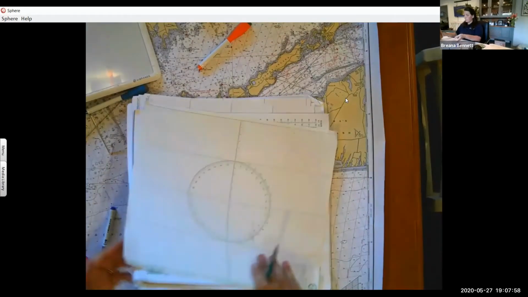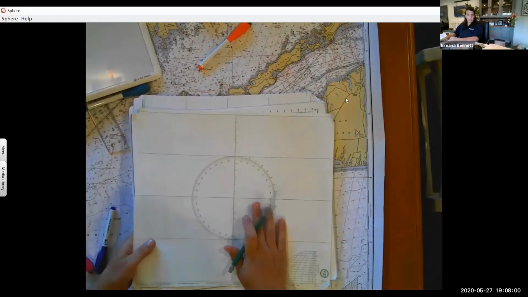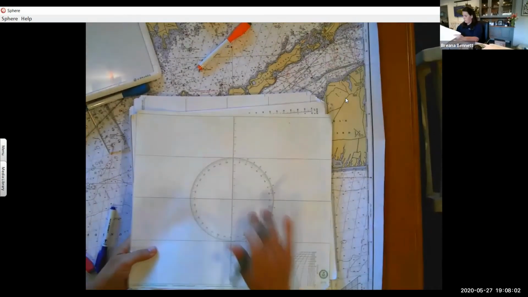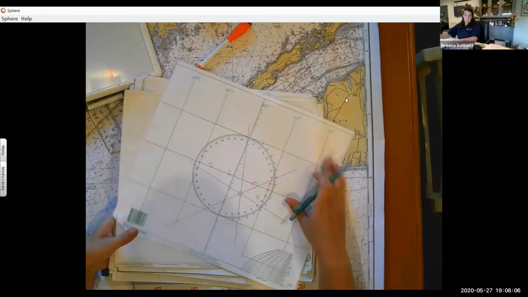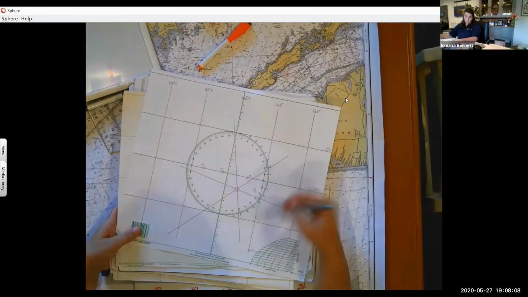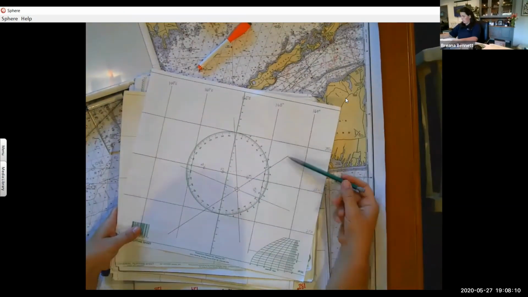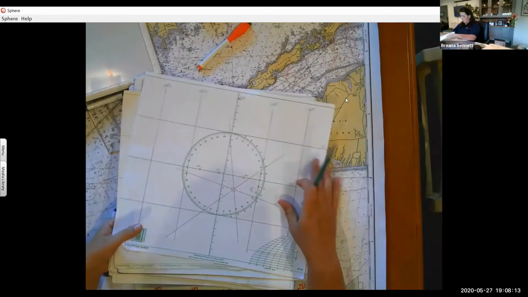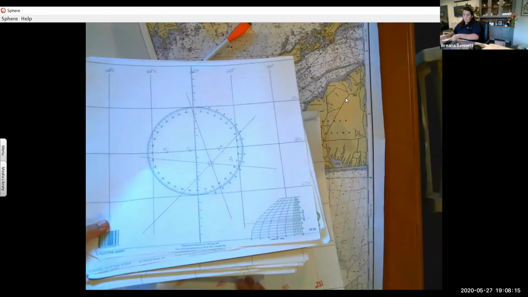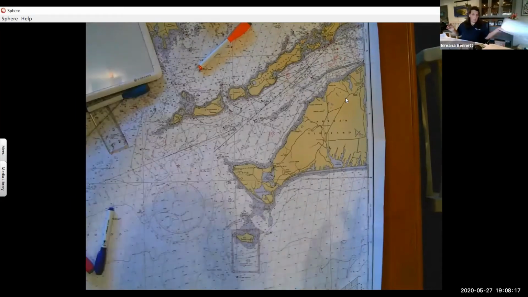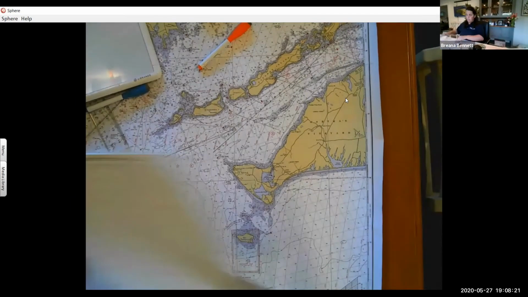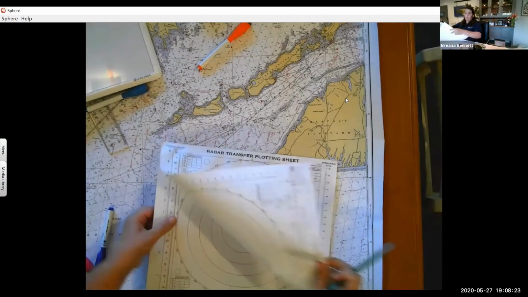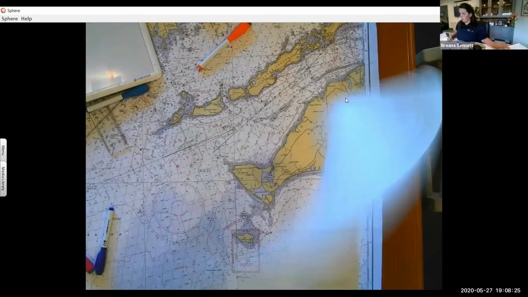If you're taking the celestial class with me, we'll be doing this. Here's an example of a celestial plot on a universal plotting sheet. Okay, let me move this. Put that down there.